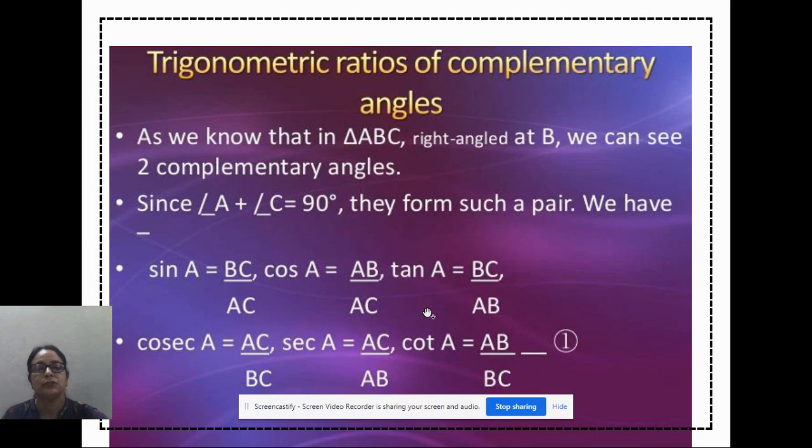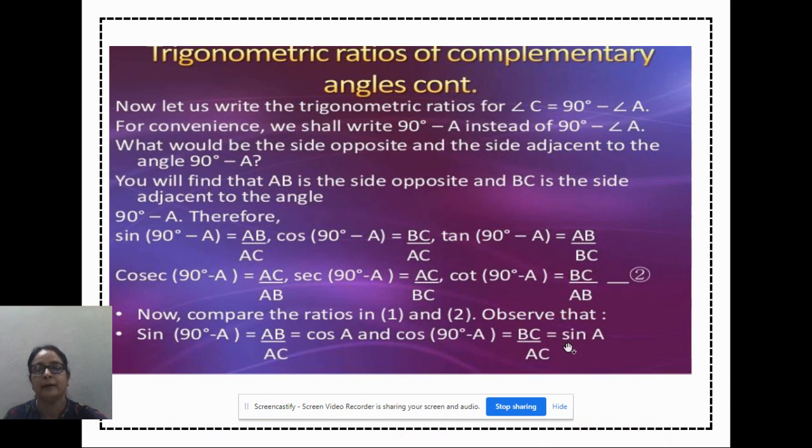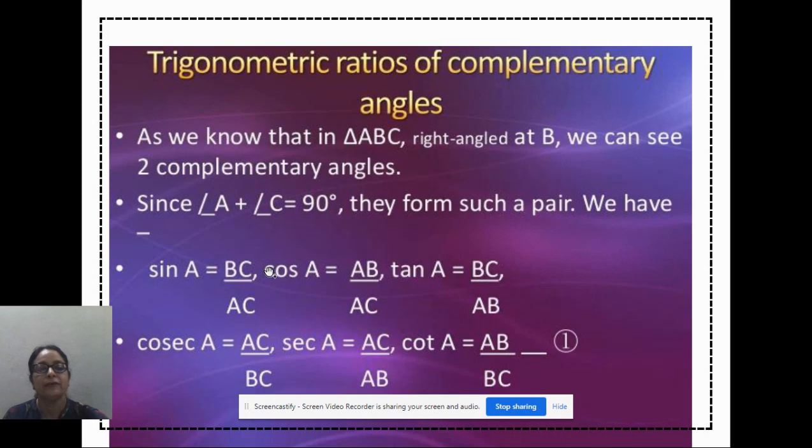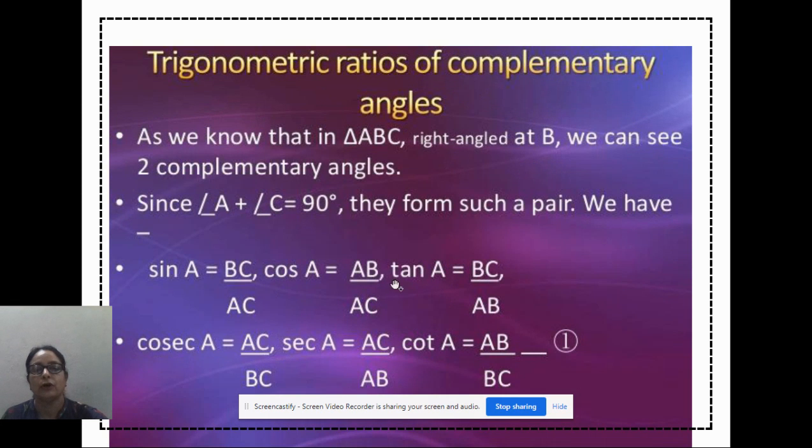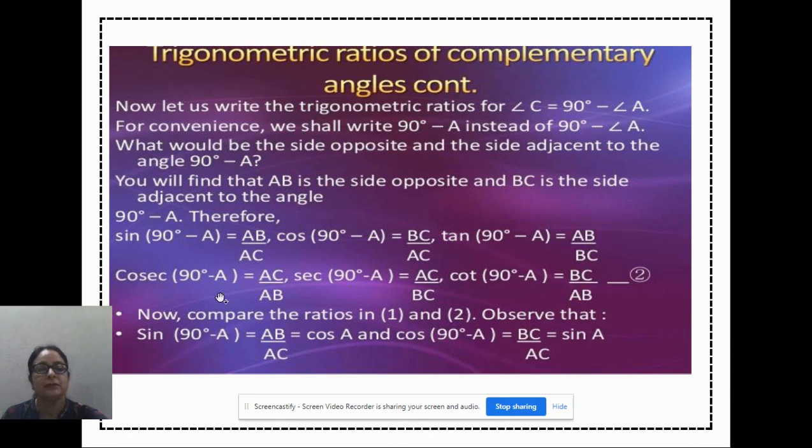Now when you compare equation number 1 and equation number 2, you can see that sin(90 minus A) is equal to AB by AC. Go to equation number 1: similarly, you get the same ratio where BC by AC is sin A. And for cos, we are getting AB by AC. So on comparing equation 1 and 2, sin(90 minus A) will be AB by AC. The same ratio in equation 1 is cos A, AB by AC.